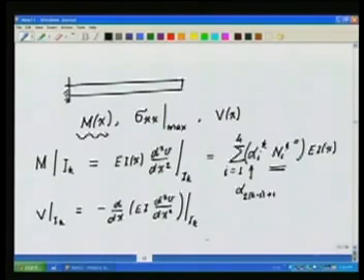Okay. So, V in the element for a constant flexural rigidity, uniform flexural rigidity is a constant. So, post processing is not a problem. If EI is not a constant, then I go and put it again in the formula that we have written. So, this way we can find the bending moment and shear force at every point.